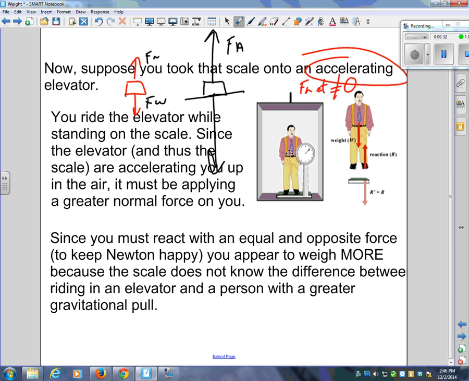I'm kind of splitting hairs here a little bit, getting into some murky waters. It must be applying a greater normal force on you, since you must react with an equal and opposite force to keep Newton happy. You only appear to weigh more, because the scale does not know the difference. It's just a stupid old bathroom scale. It doesn't know that it's accelerating you up in the air, so it registers more.